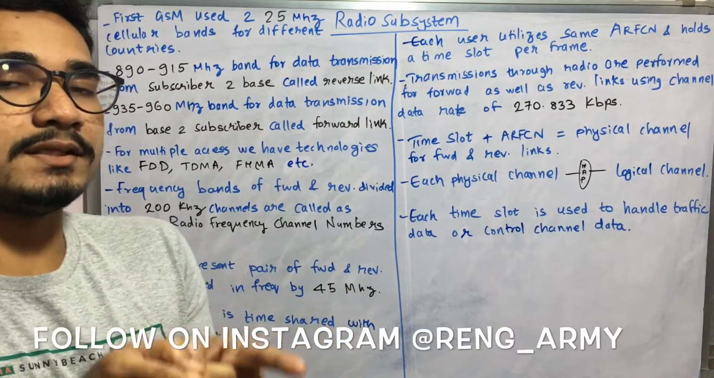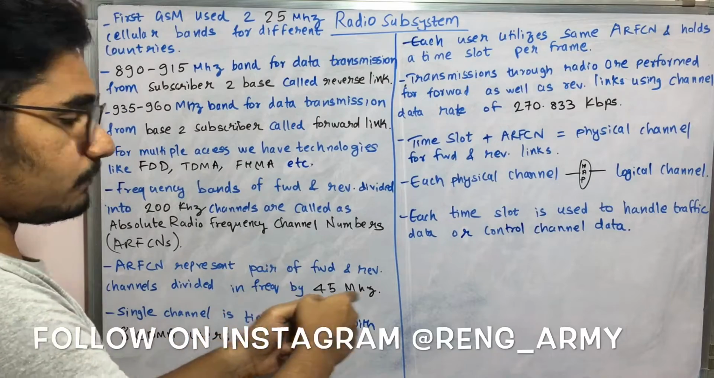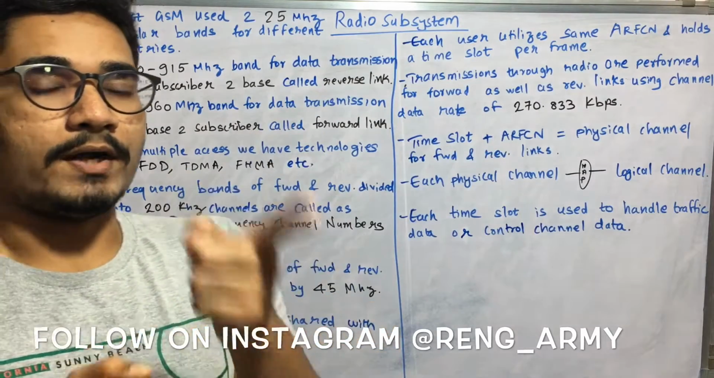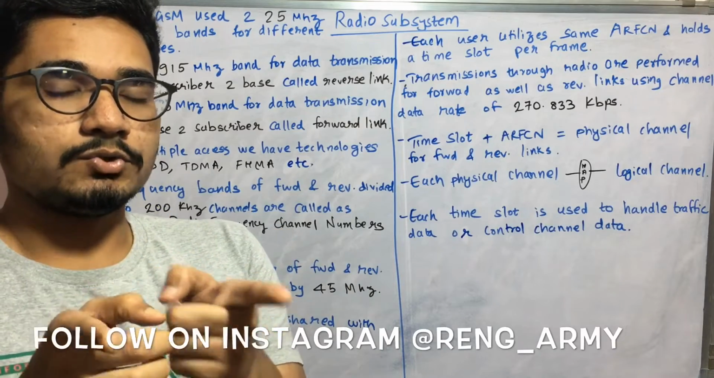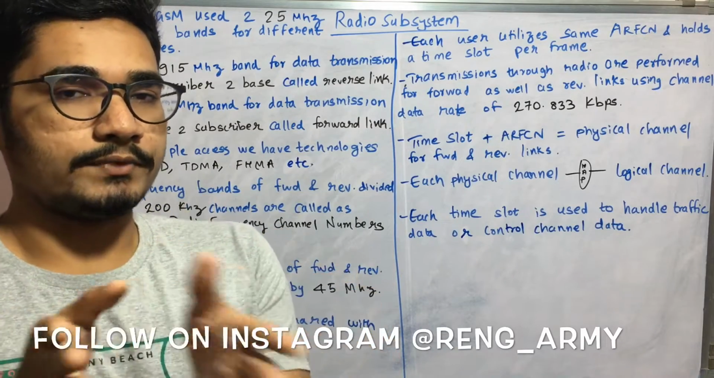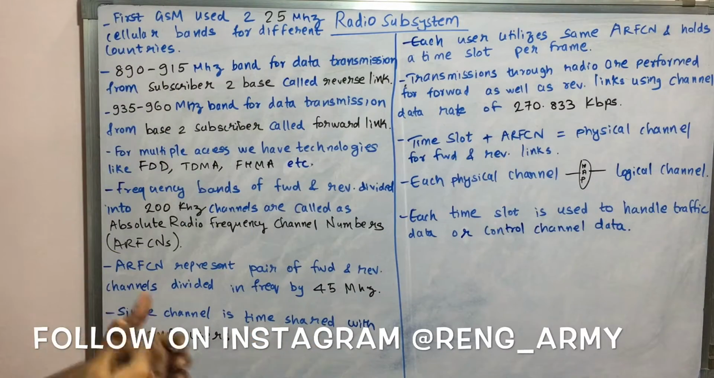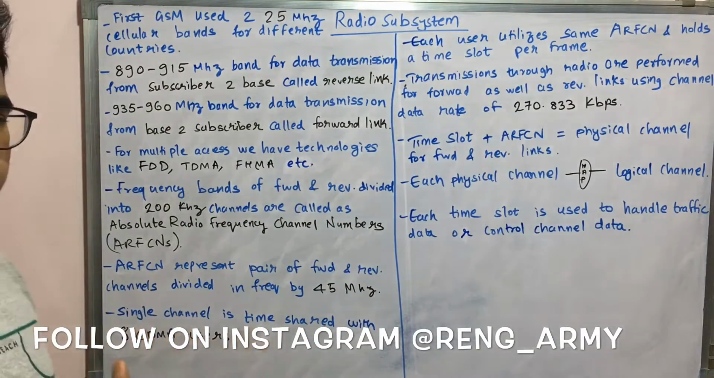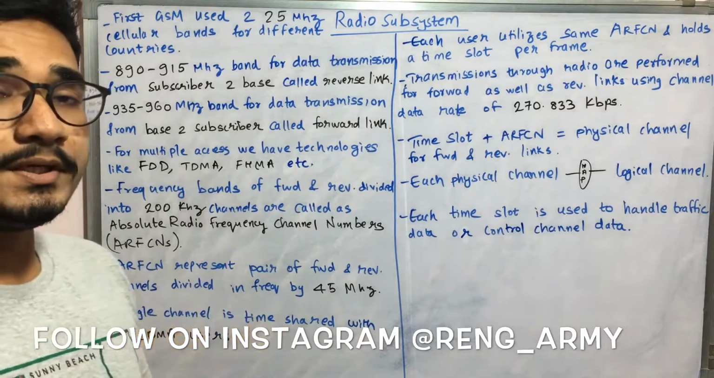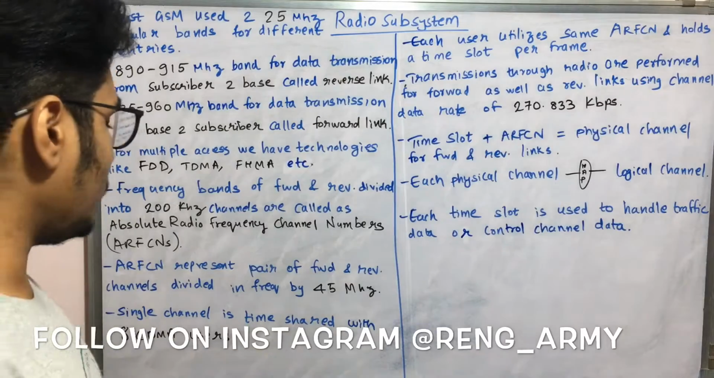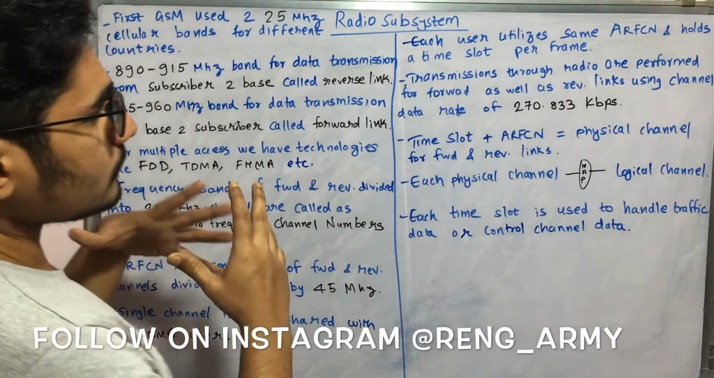That makes it an ARFCN, which is divided within a frequency of 45 megahertz. So one forward channel and one reverse link, or two of these, should be divided within a frequency of 45 megahertz. Now one single channel is time shared with 8 CDMA users. So it allows this much scalability of users in this radio subsystem.